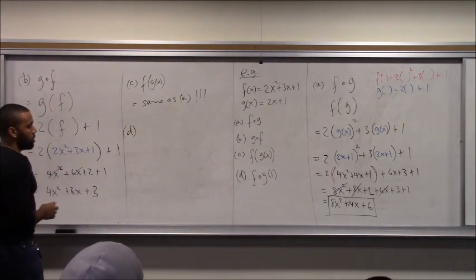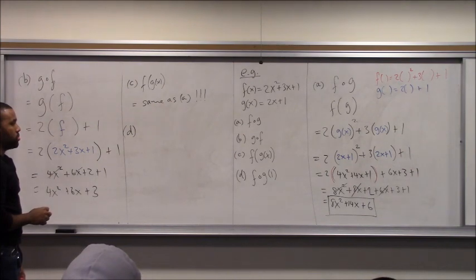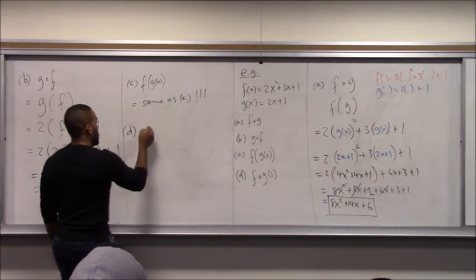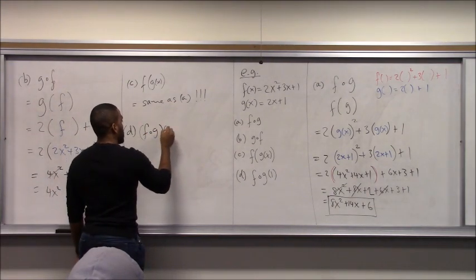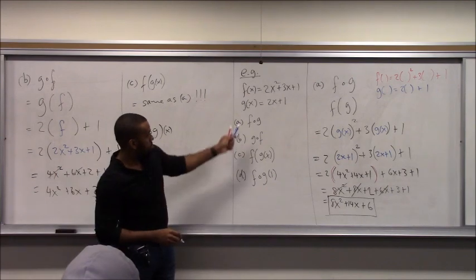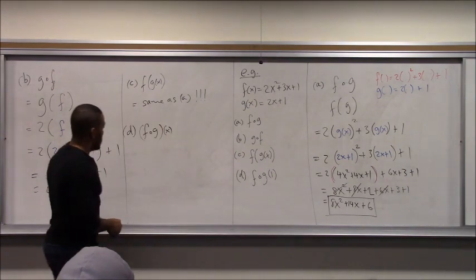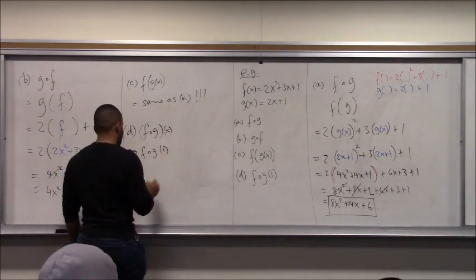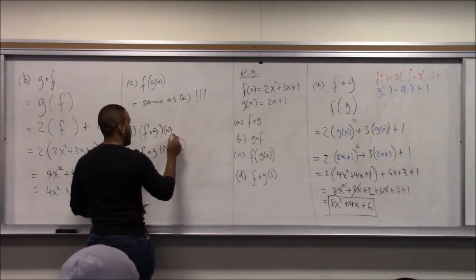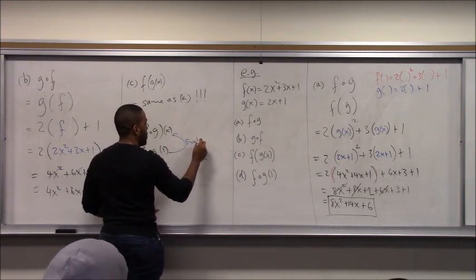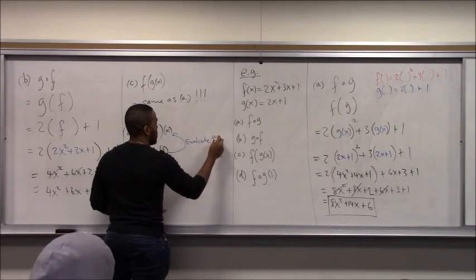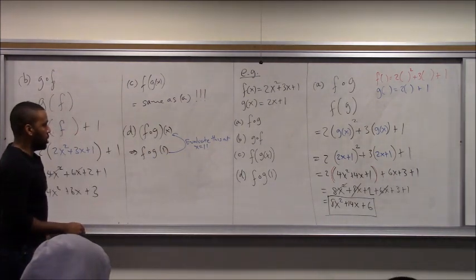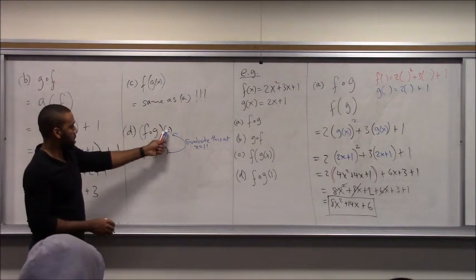What does it mean to say f of g of 1? Well, we now know what f of g of x is, right? We found that in part A. So now, f of g of 1 just means evaluate this at x equals 1. That's what that means. So I'm just going to go and replace the x here with 1.